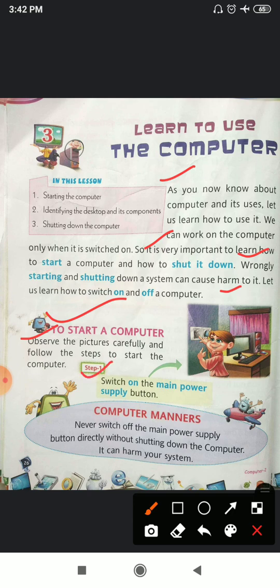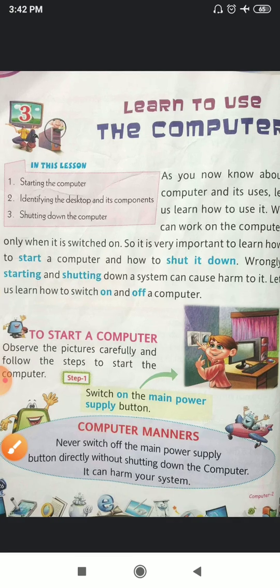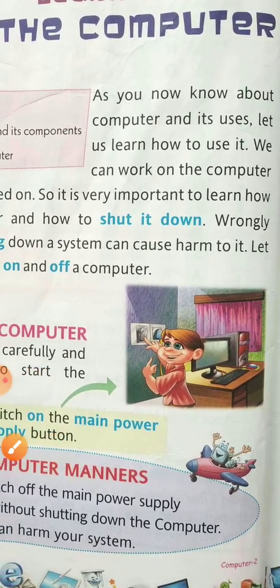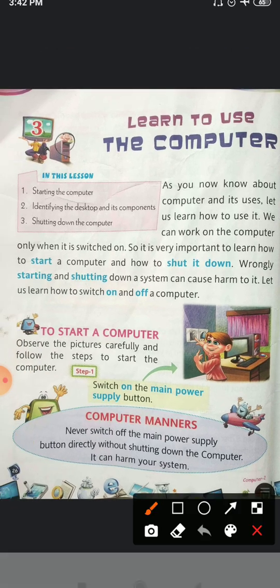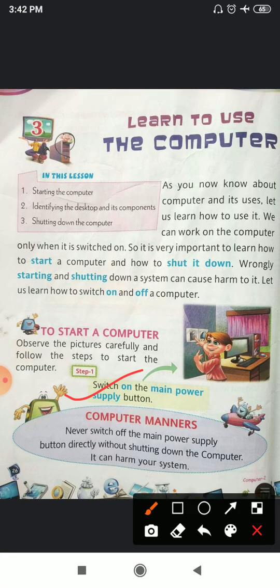So step number 1, switch on the main power supply button. So as you can see in the picture, this boy is standing here and this is the main power supply button. First of all, you all have to switch on this button. Now students, here is one computer manner as well. Never switch off the main power supply button directly without shutting down the computer. It can harm your system.